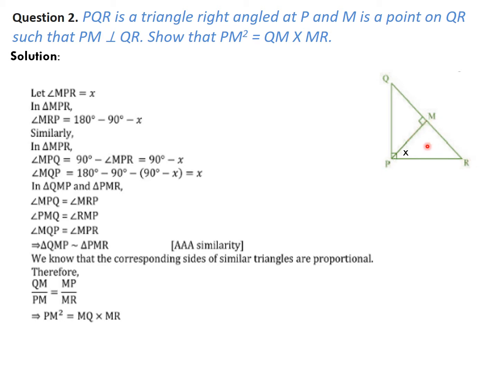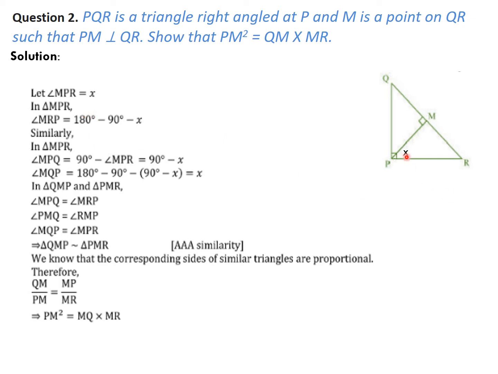That means we can take the triangles PMR and the triangle PMQ. So from the question itself, it is very clear to us which two triangles we have to prove similar. So if we can prove them to be similar, then we will obviously get the proportional sides, and then from there we can cross multiply and get this relation.